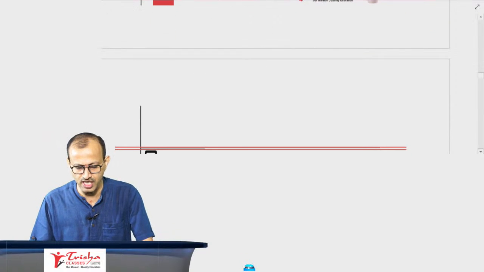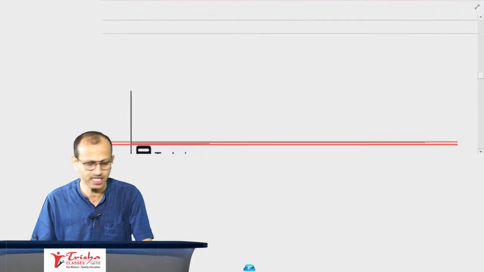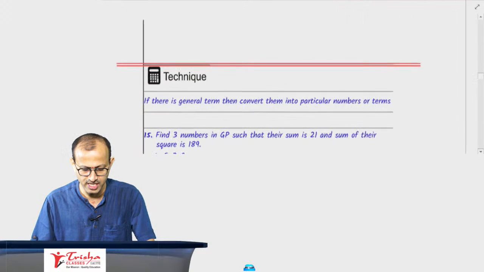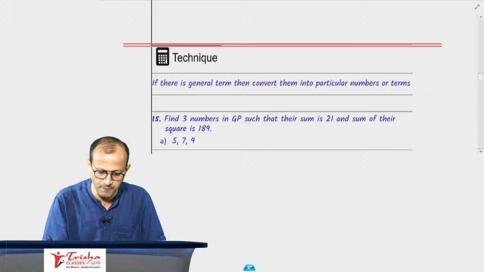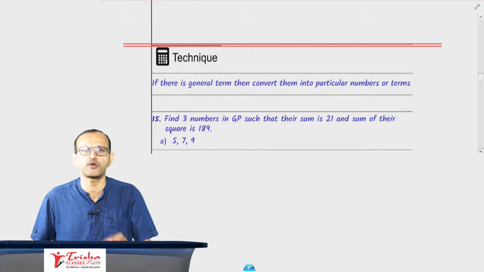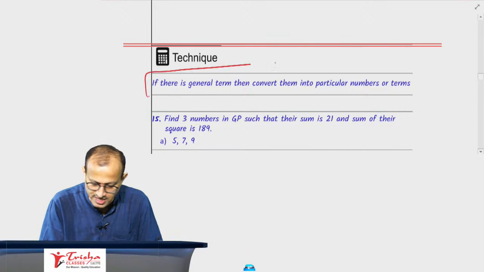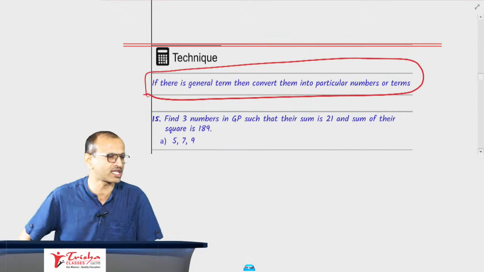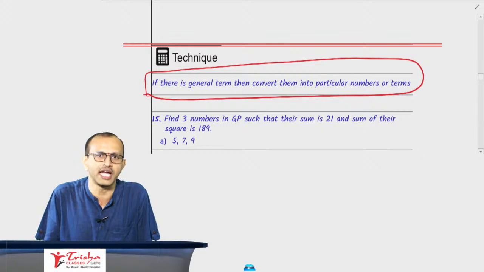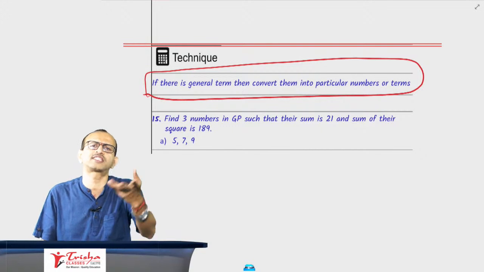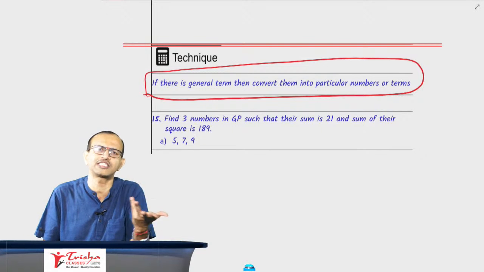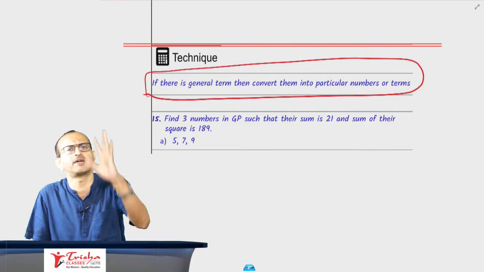One major idea I will share here. This is very important. If there is a general term, then convert it to a particular one. I repeat, if they give you A, B, C, or X, Y, Z, you will break your head. What is X, what is Y, what is Z? Don't know, no? Put numbers.